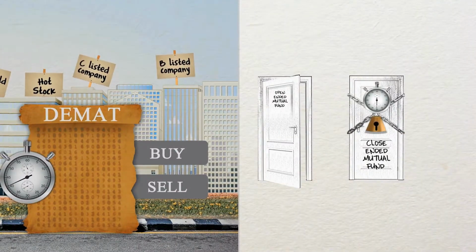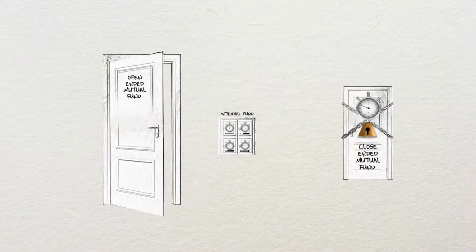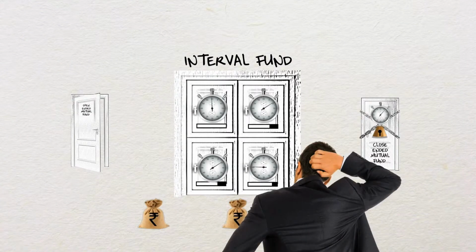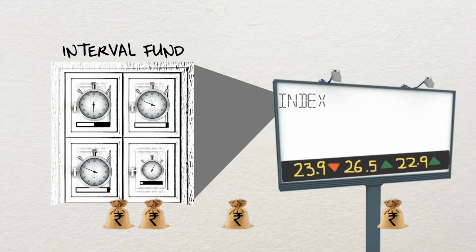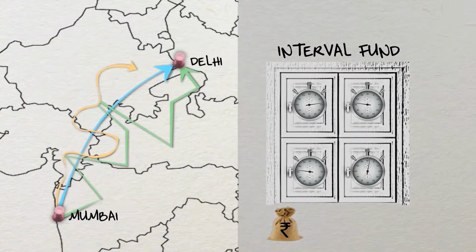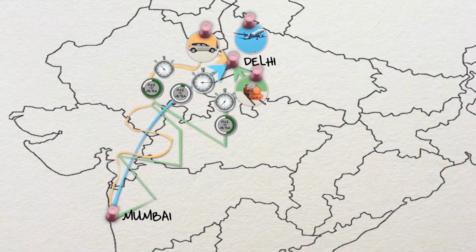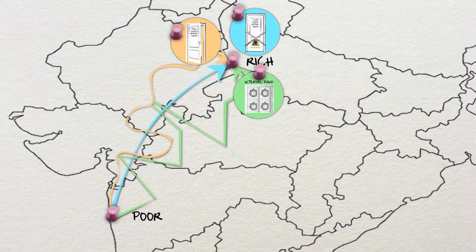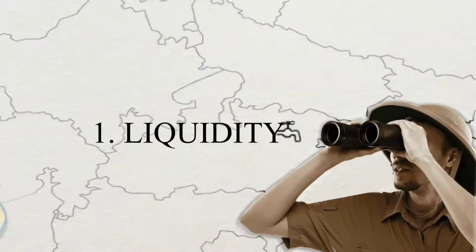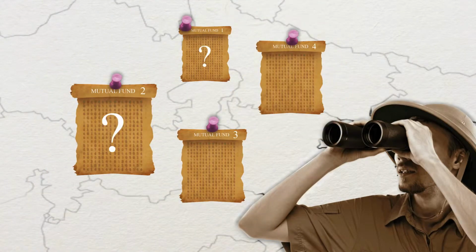But hold on, there's a third type of mutual fund, interval funds. Combining the features of both open and close-ended schemes, these funds are open for investment or redemption during predetermined intervals. So just like you would assess which mode of transport to choose for your journey, depending on rigidity of your travel plan, you can assess from the three types of mutual funds here, based on their liquidity, what suits your objective better.